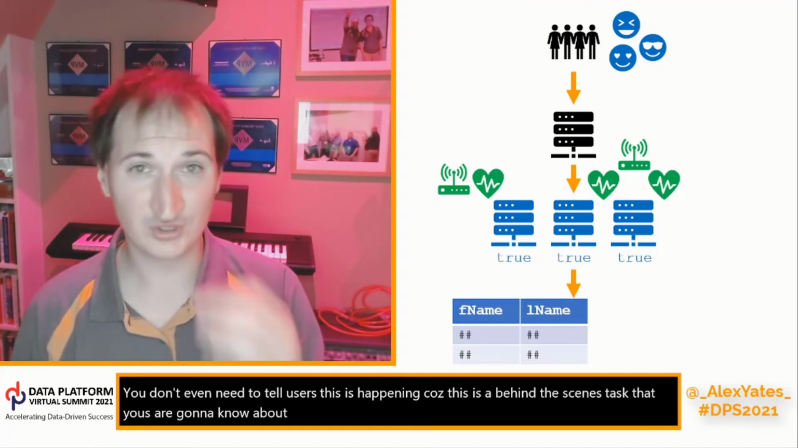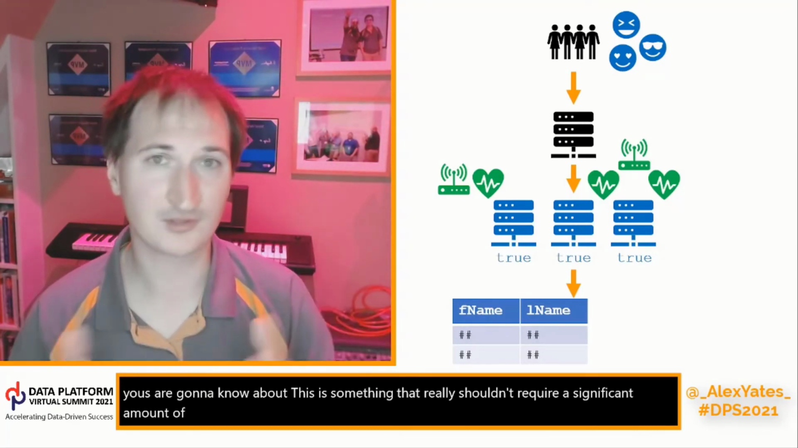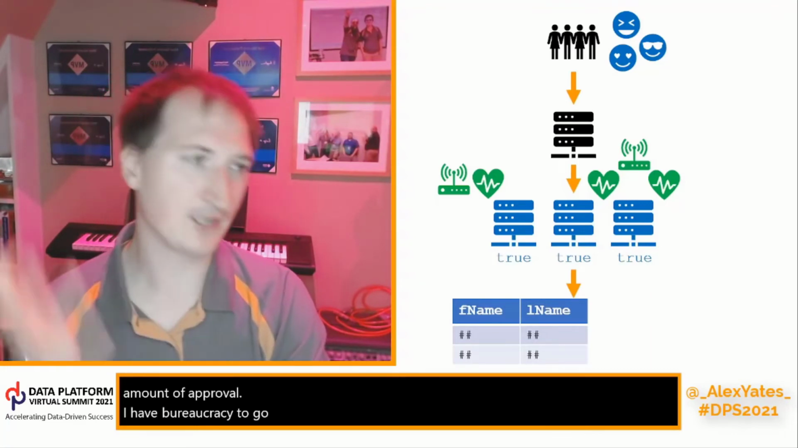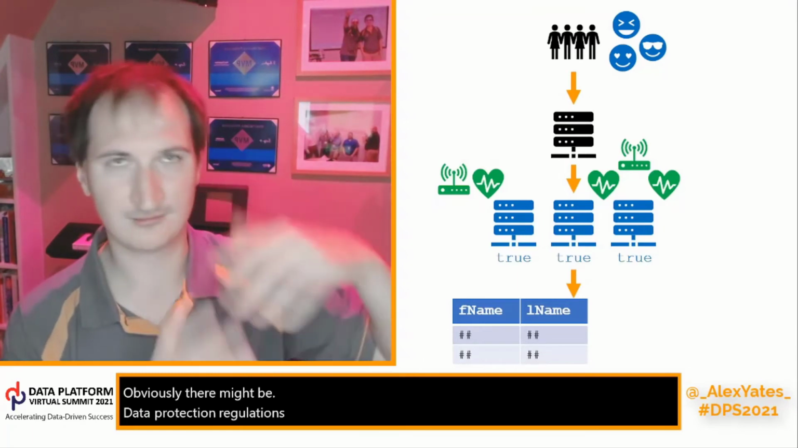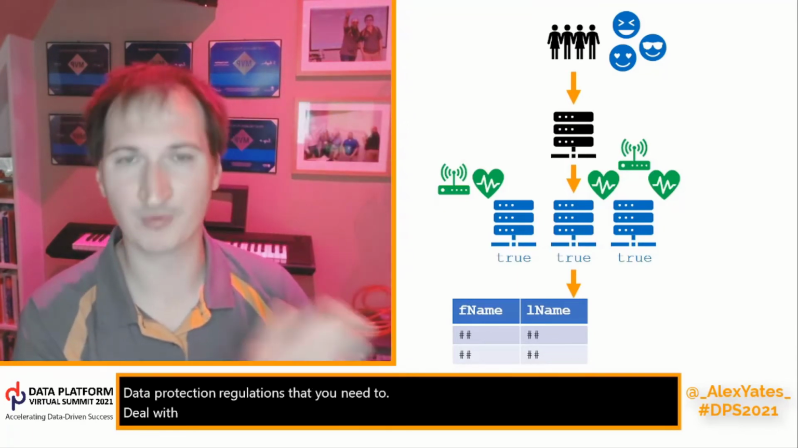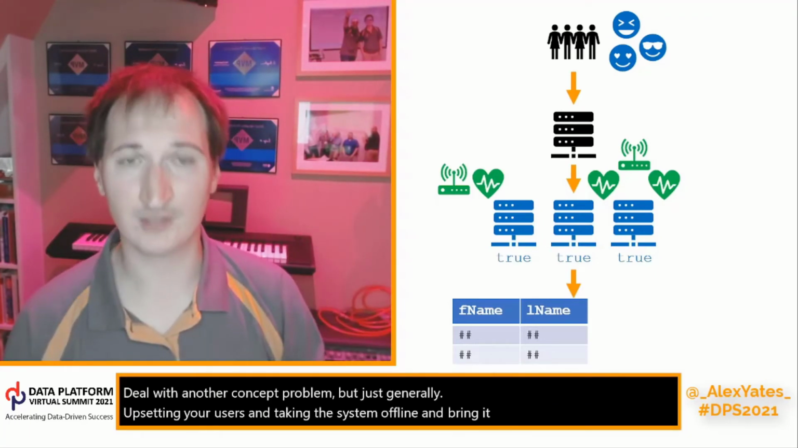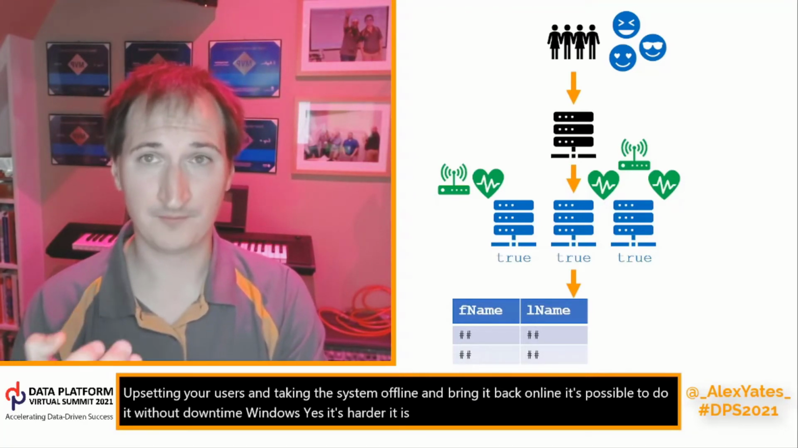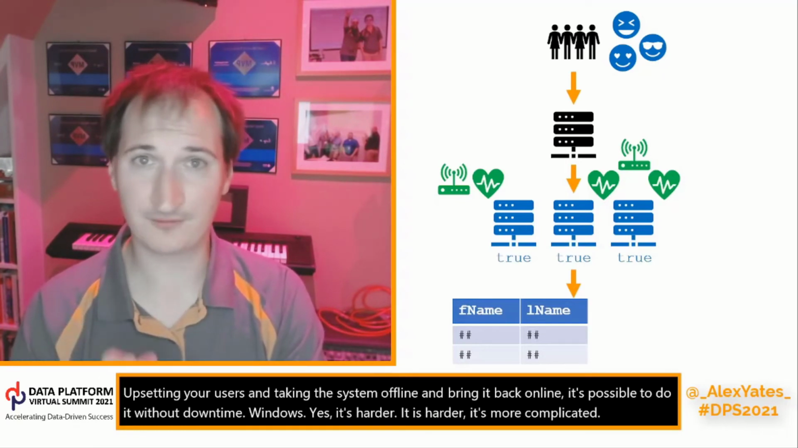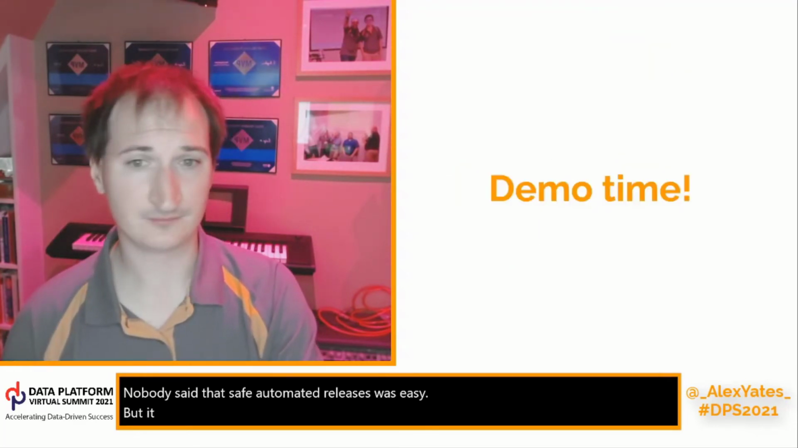So this is something that really shouldn't require a significant amount of approval bureaucracy. Obviously, there might be data protection or regulations that you need to deal with, and that's a separate problem. But for just generally upsetting your users and taking the system offline and bringing it back online, it's possible to do it without downtime windows. Yes, it's harder. It's more complicated. Nobody said that safe automated releases was easy, but it's significantly safer. So this is where we're going to jump into a demo.